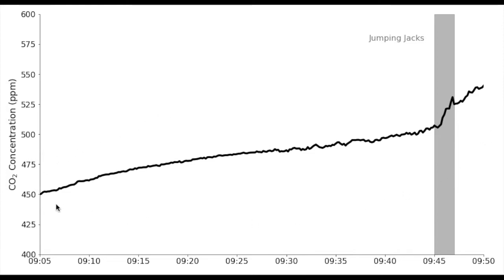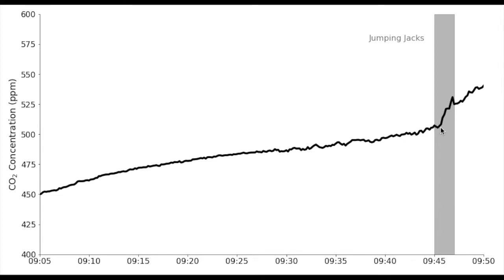I started the experiment a few minutes after I had walked into the test house. So the background concentration was about 450 parts per million. And then as I continued to work in the test house and walk around and do a few different things, the concentration was steadily increasing because I was exhaling CO2, as I mentioned before. And then here at about 9:45 is when I started to do jumping jacks.